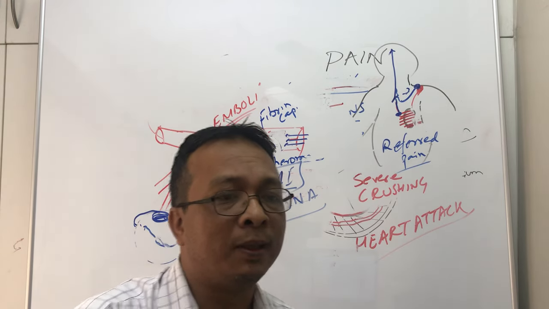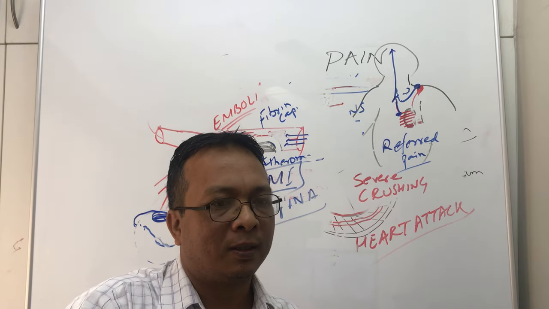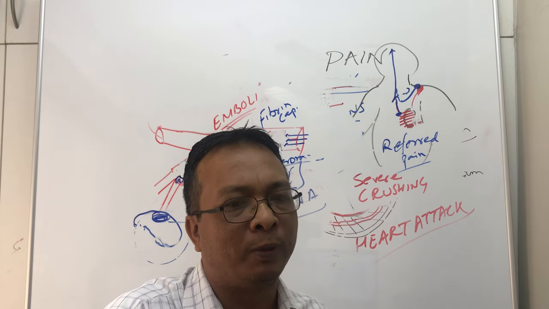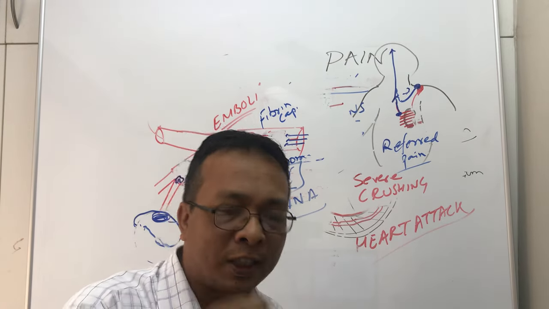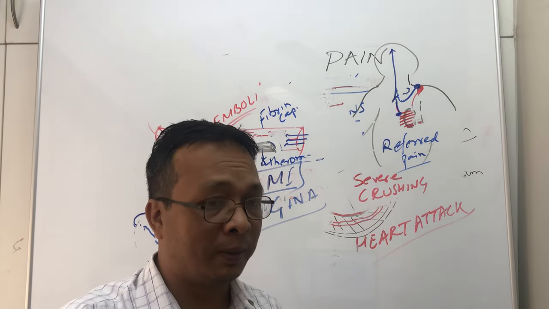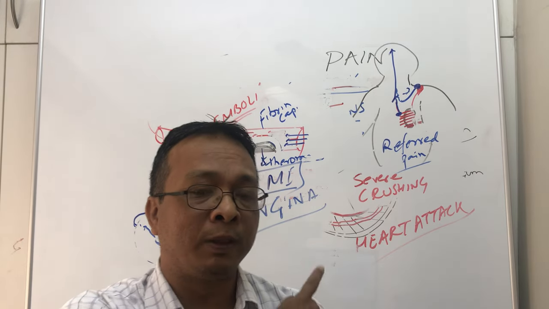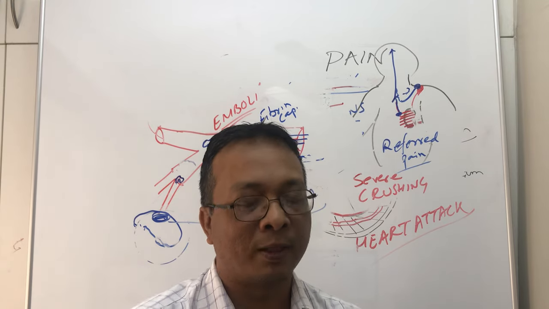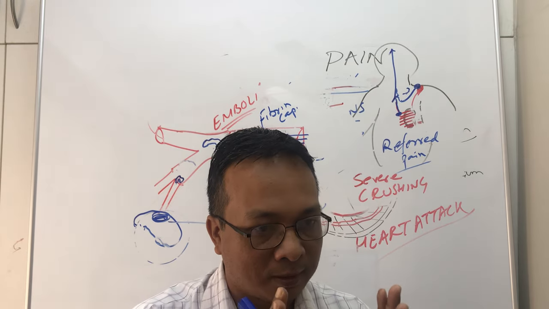Angina means as if somebody is strangling you, somebody has tied your chest, and you are not finding enough space to breathe, you are finding it difficult to breathe. That is called angina. Severe chest discomfort, severe chest pain, radiating to the tip of the left shoulder with heavy sweating. That is myocardial infarction. That is heart attack. That's how we analyze it.